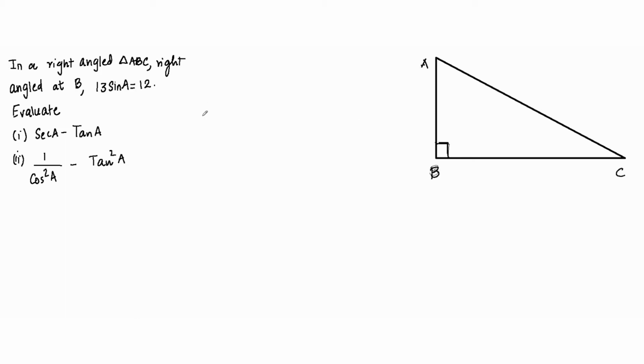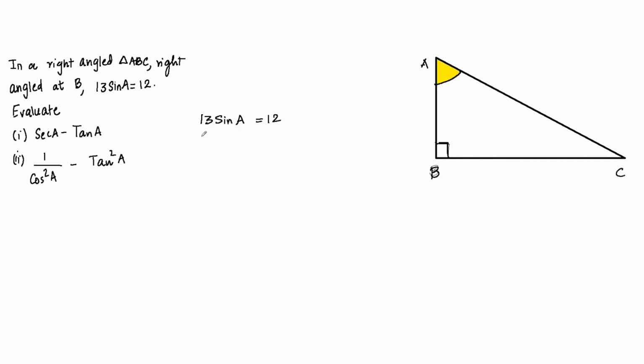It's given that 13 times sine A is equal to 12. Right now the angle under consideration is angle A. I know that 13 sine A is equal to 12. We have to evaluate sec A minus tan A and 1 by cos square A minus tan square A. To find these two quantities, I should first know the different trigonometric ratios. So from 13 sine A equals 12, can I find the value of sine A?